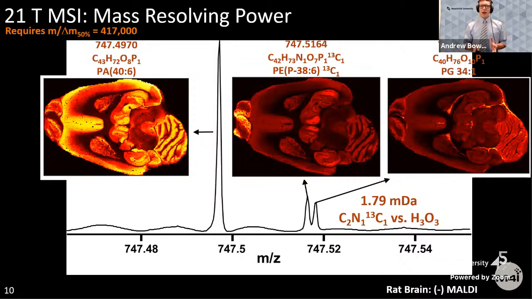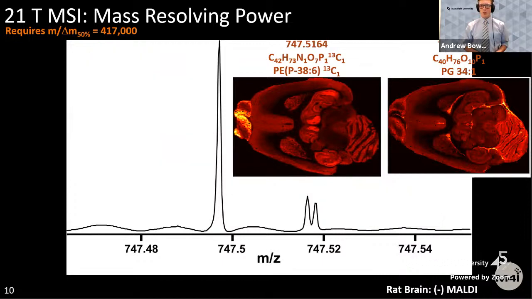Looking into this, we're able to separate out these PA46 from a number of other lipids. That's pretty simple in a lot of high resolution experiments, but what's not simple is separating out these two over here on the right, where this is a 1.79 millidalton split, which is basically invisible in anything that's not a 21 Tesla instrument.